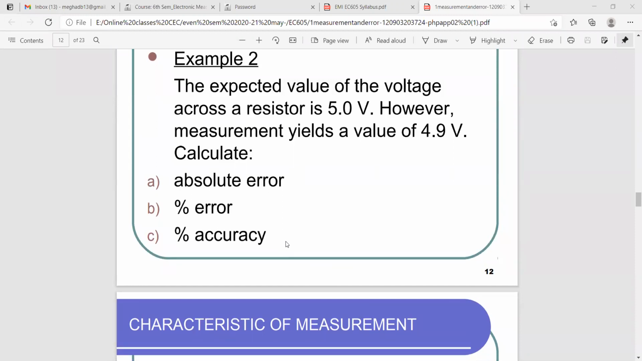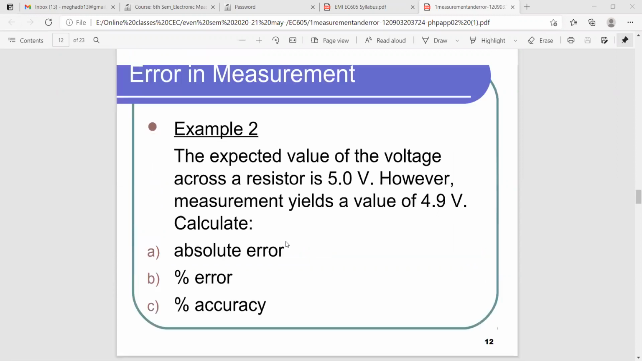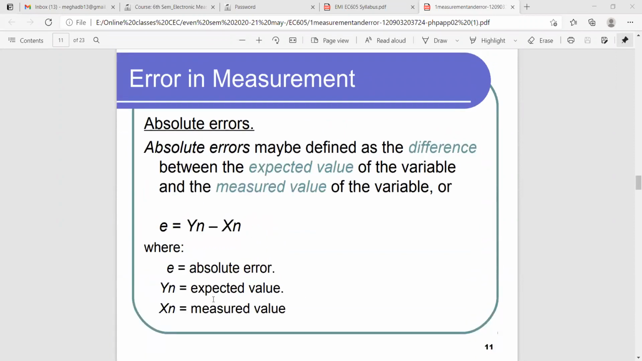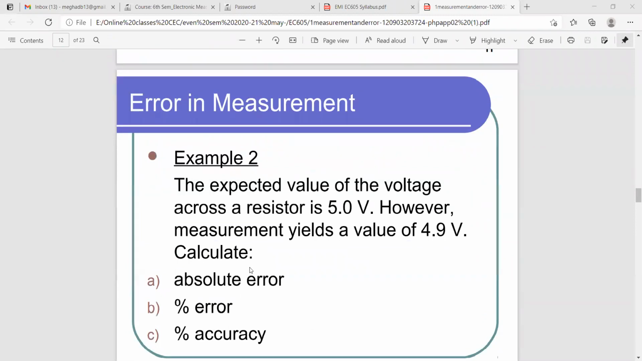Ma'am, can you please share the absolute error page? Okay, absolute error is all about the difference between the expected value and the measured value. So this is the formula you will use: E equals expected value minus measured value. If the question provides the expected value and the measured value, you can easily find the absolute error. In the question I gave you, both are already mentioned.